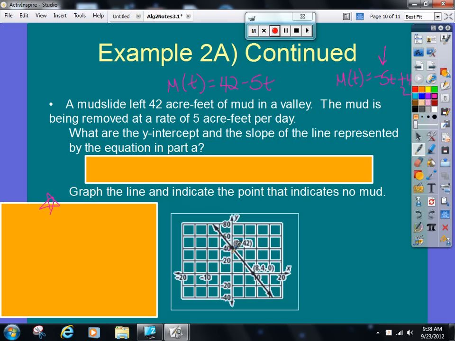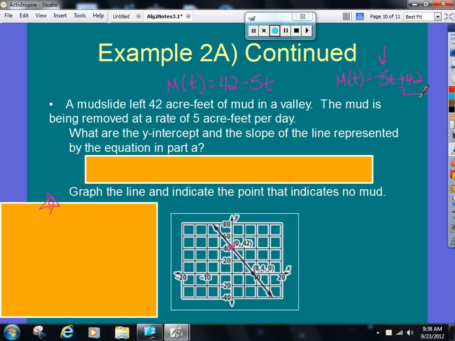This is really sloppy. I apologize. Here is 0, 42, our y-intercept. That's your b. Your slope, down 5 over 1, down 5 over 1 all the time. We already figured this point out was 8.4. Okay, they want to know what this is representing.